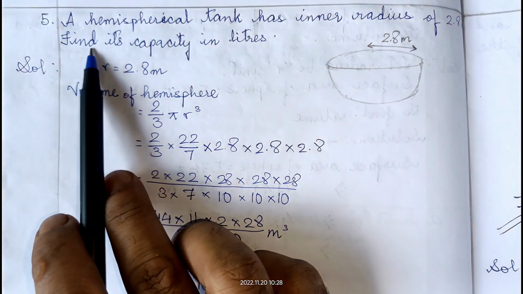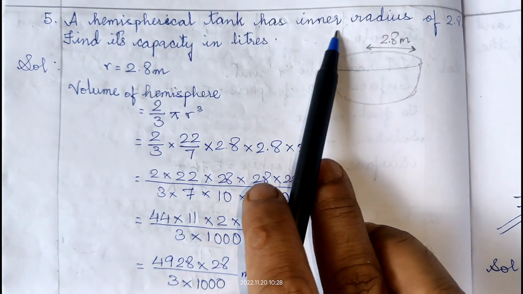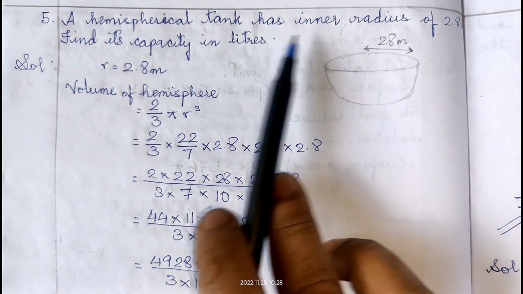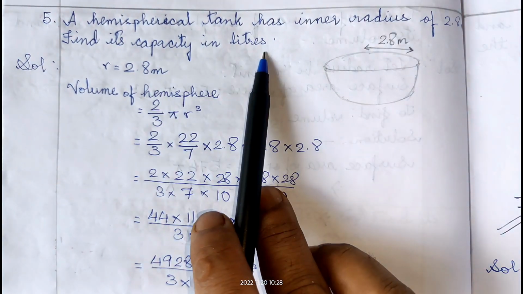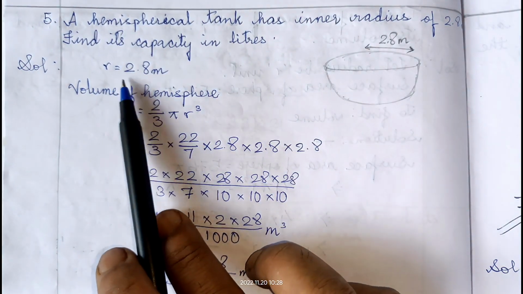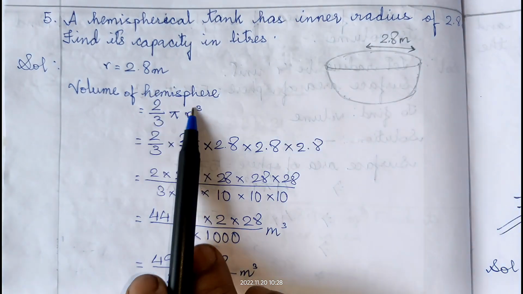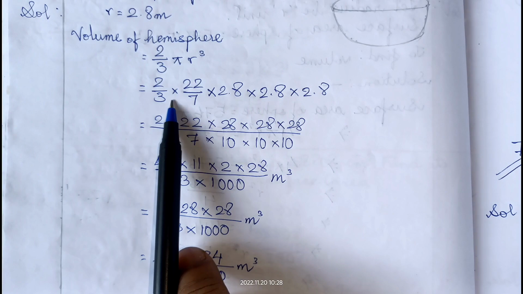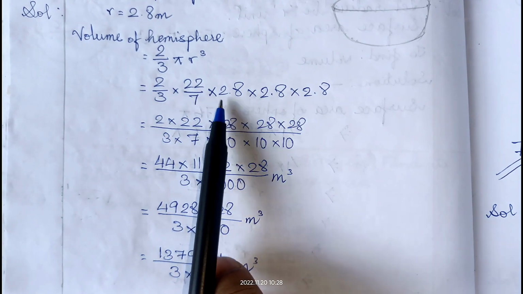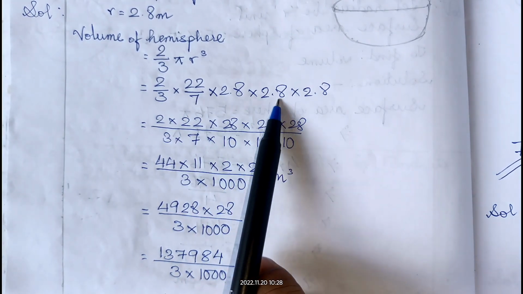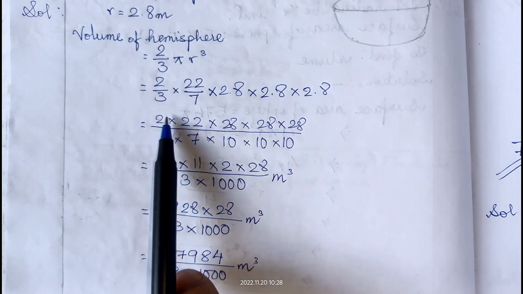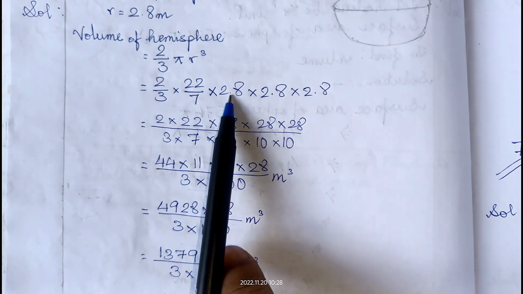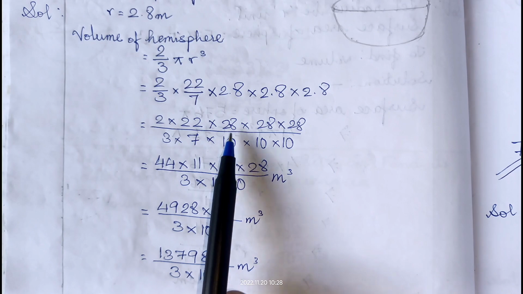In question number 5 it is given a hemispherical tank has inner radius of 2.8 meter. Find its capacity in liters. Now here in the question it is given radius is 2.8 meter and we know volume of hemisphere is 2 by 3 pi r cube. So it will be 2 by 3 into pi is 22 by 7 into 2.8 into 2.8 into 2.8. So 2 into 22. 2.8 can be written as 28 by 10.